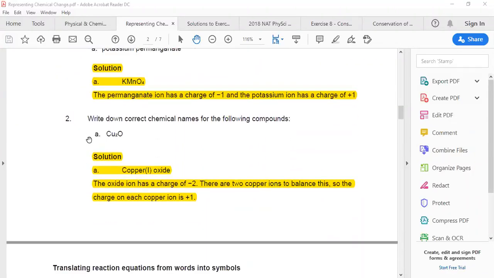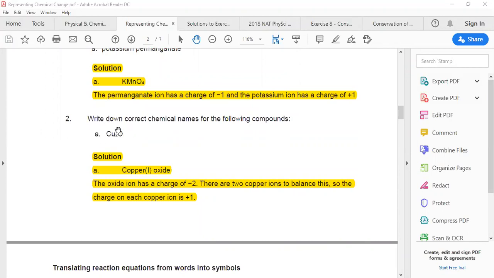Next one, we've got write down the correct chemical formula for the following compounds. You've got copper oxide. So your copper in this case is 2:1, and oxygen, we know it's -2. So copper is going to be +1. So the ratio is 1:2. In terms of charges, copper is going to be plus, oxygen is going to be 2 minus.